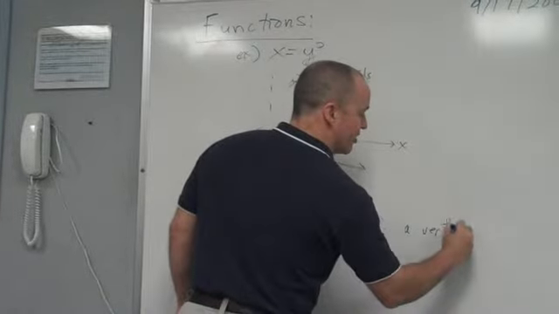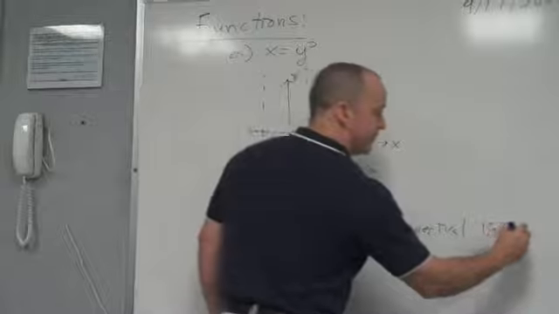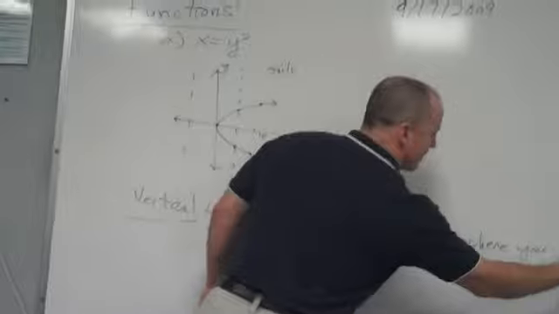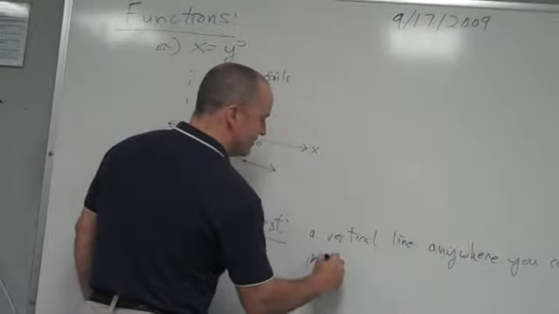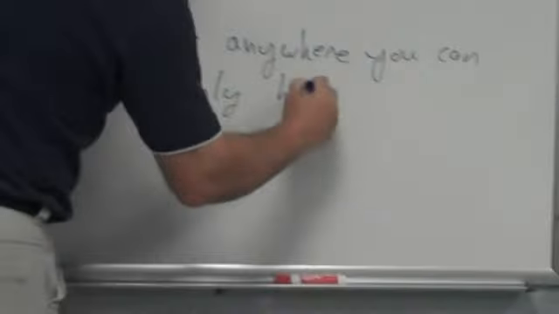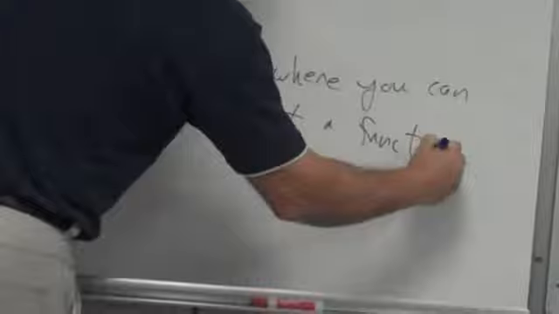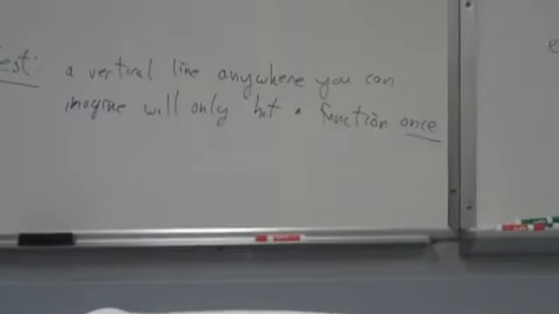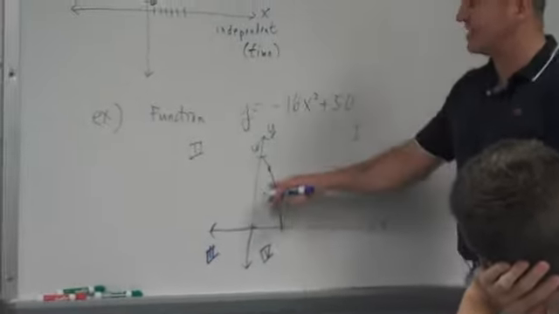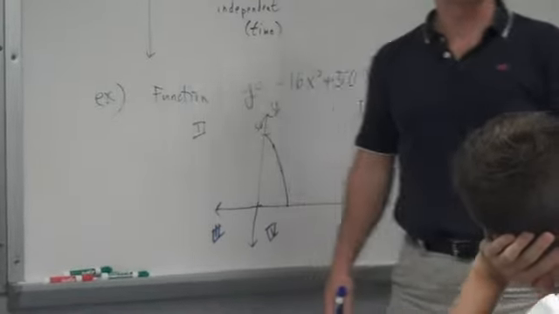The vertical line test is that a vertical line anywhere you can imagine will only hit a function once. My parabola over here, if I imagine vertical lines going through it, a vertical line, anywhere I put it, will only hit this function once. That's because above or below each x, it only has one value. Yes? So that's not a function?